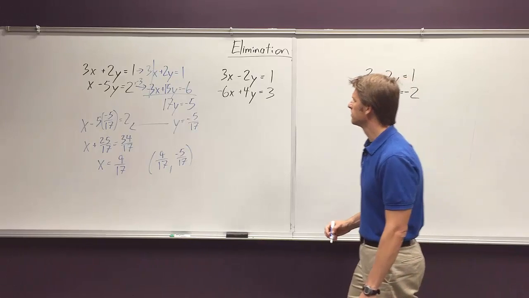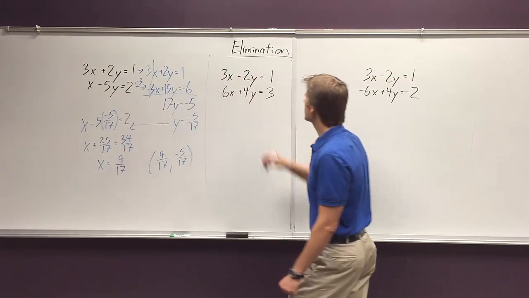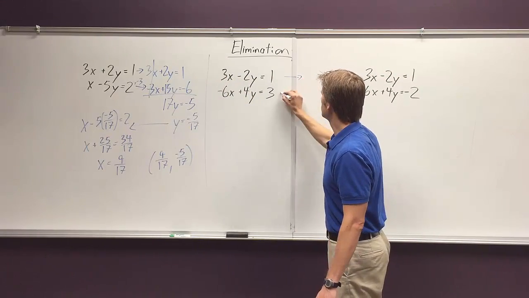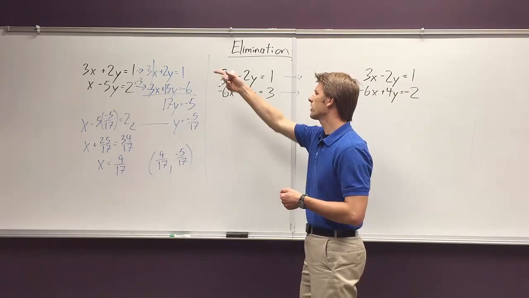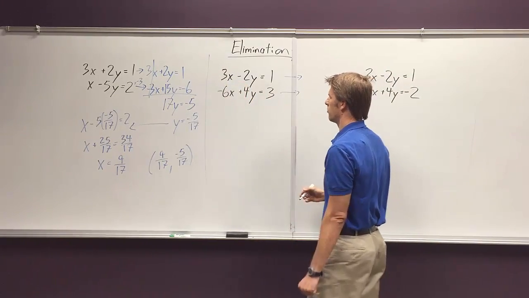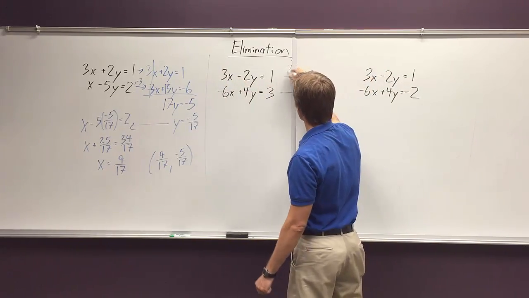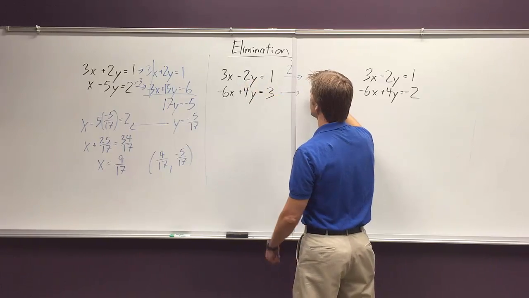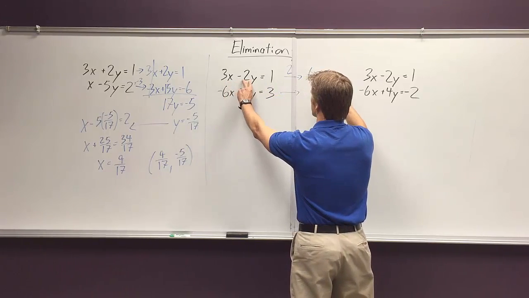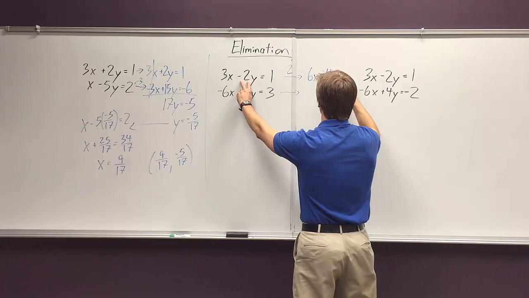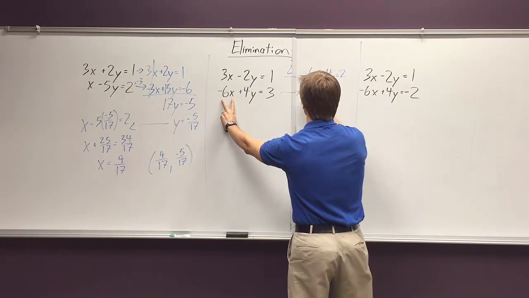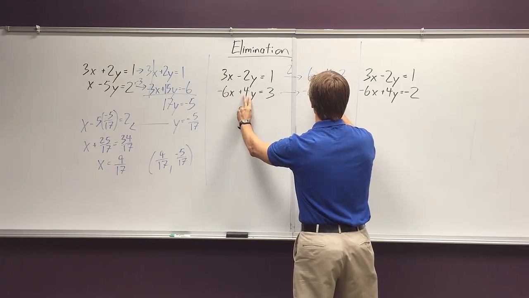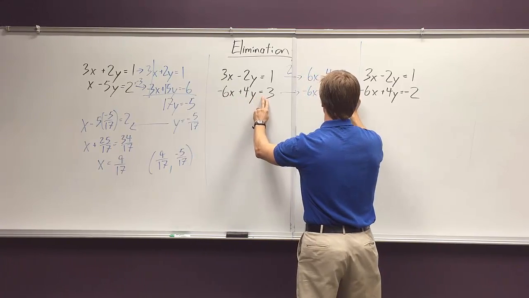How about this problem? Here, what I'm going to want to do is try and come up with something. Just for the fun of it, we eliminated x's over there. We could eliminate y's. What if I multiplied the top equation by 2? That would get me 6x -4y equals 2. Here, -6x plus 4y equals 3.